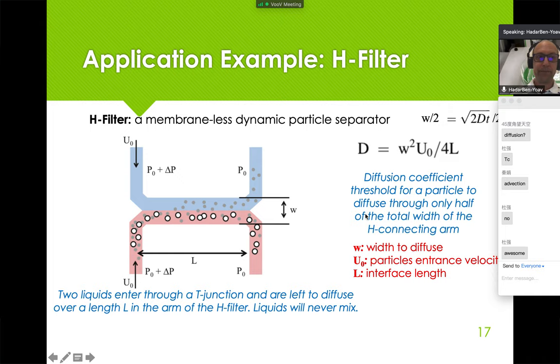Of course, it's not 100%. You optimize the velocity so that most of the smaller particles will go to the upper channel, and very few of them will go to the lower channel.